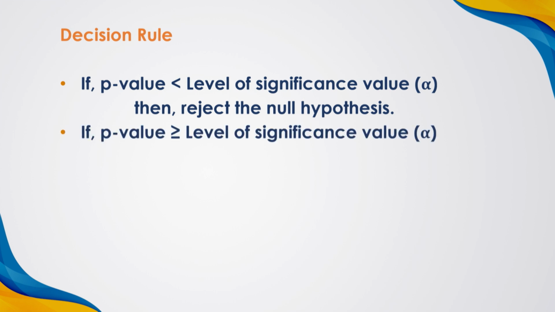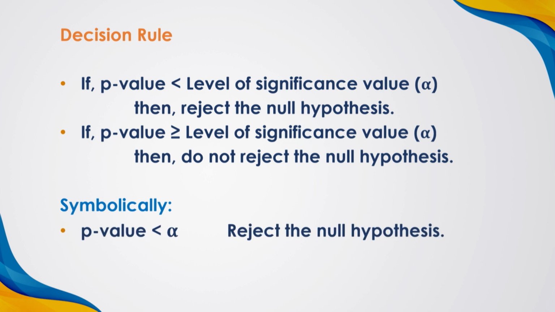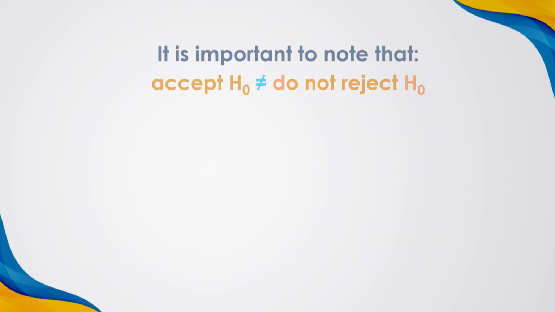On the other hand, if p-value is greater than or equal to level of significance alpha, then do not reject the null hypothesis. This can be written symbolically as: if p-value is less than alpha, reject the null hypothesis, and if p-value is greater than or equal to alpha, do not reject the null hypothesis.